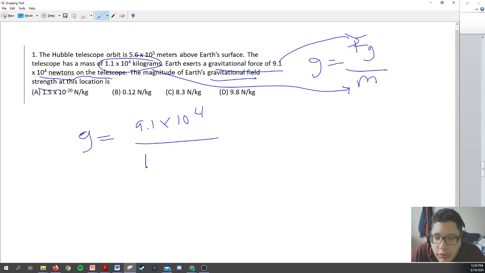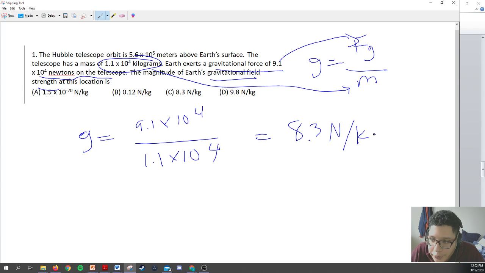Over 1.1 times 10 to the 4th. And that gives you 8.3 newtons per kilogram. Also, I'm pretty sure we've already solved questions like this before. Like, none of this should be mind-blowing. Instead of calling it Earth's acceleration, we're calling it Earth's gravitational field strength. But same idea. Cool. Moving on to problem number 2.